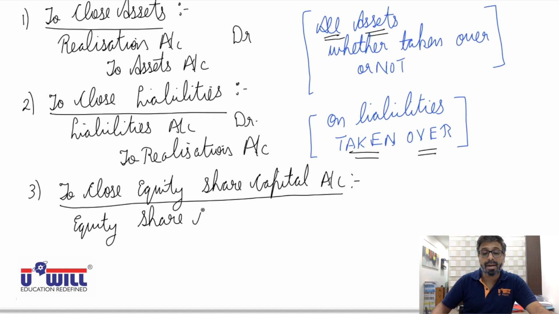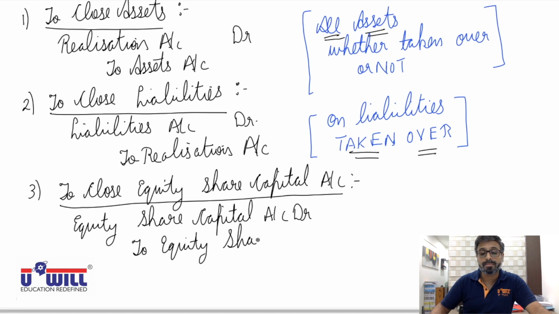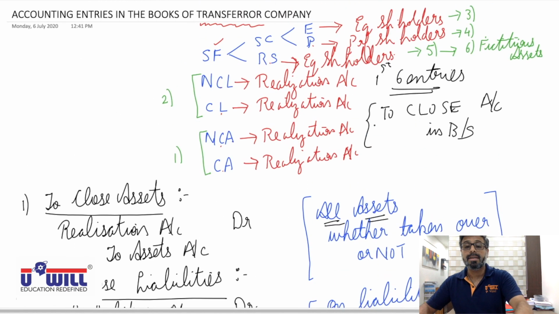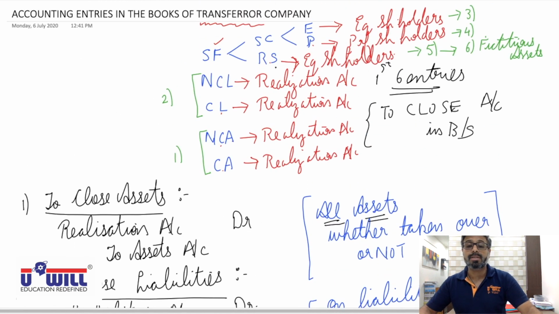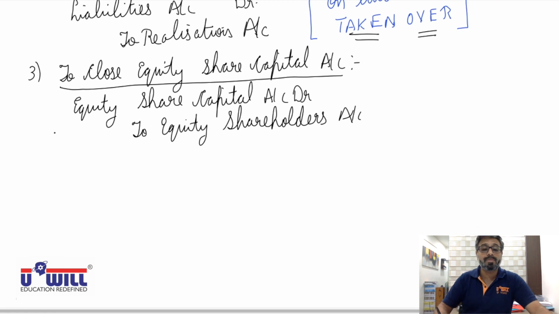Equity share capital has a credit balance. So to close it, we reverse and debit it. Equity share capital account debit. And we transfer it to equity shareholders account. So you'll transfer it and credit it to which account? Equity shareholders account. As I discussed, equity share capital, equity shareholders, reserves also equity shareholders, preference share capital, preference shareholders. And along with reserves, fictitious assets, equity shareholders will have to bear the loss.